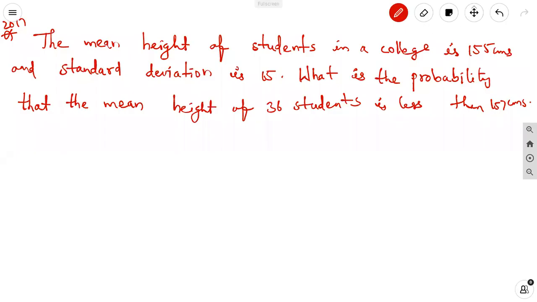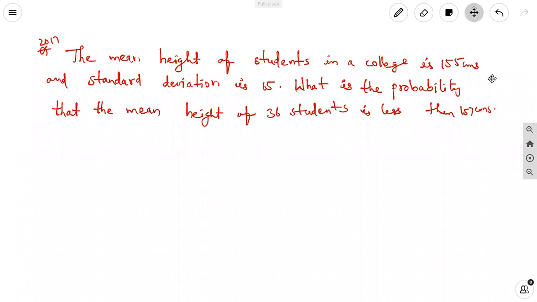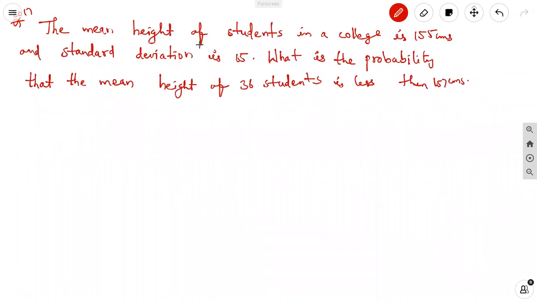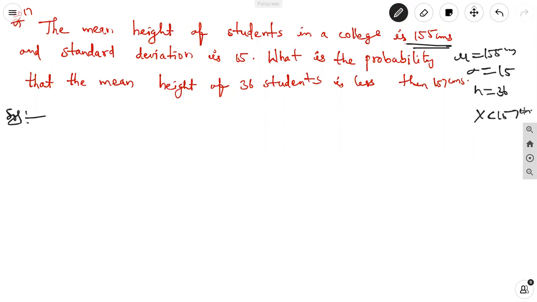The next problem, it is also similar to the previous problem. Here, the mean height of the students in a college is 155 centimeters. That is nothing but mu equal to 155 centimeter. The standard deviation sigma equal to 15 centimeters. Here, what is the probability that the mean height of 36 students, n equal to 36 students, is less than the 157 centimeters? So here we have this relation.